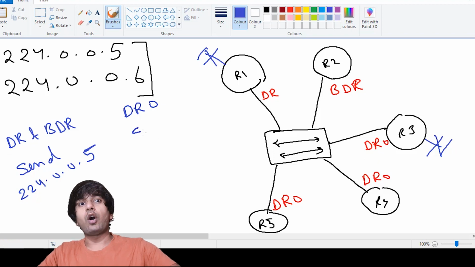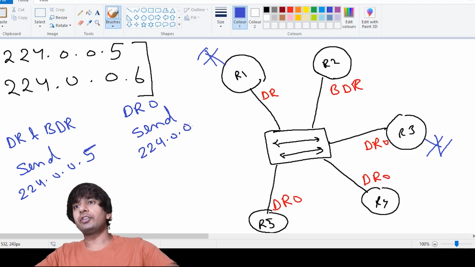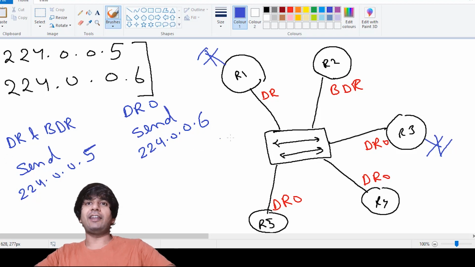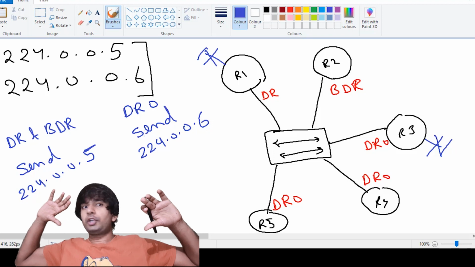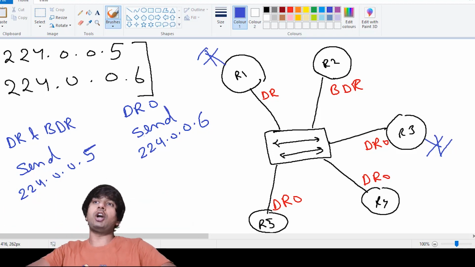So a DROther will always send its routing update on 224.0.0.6. Understood? To be honest, this is the only use of the .6 multicast IP address: whenever a DROther needs to send any kind of routing update, it will send on .6. Now this was about sending. So DR and BDR will send on .5 and DROther will send on .6.